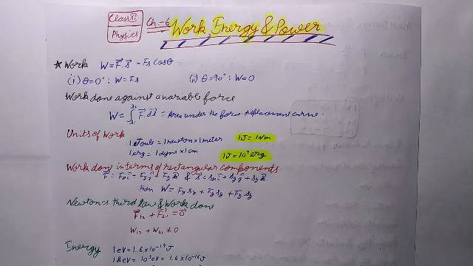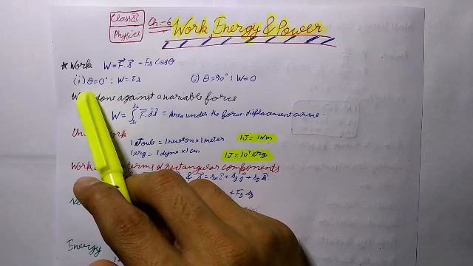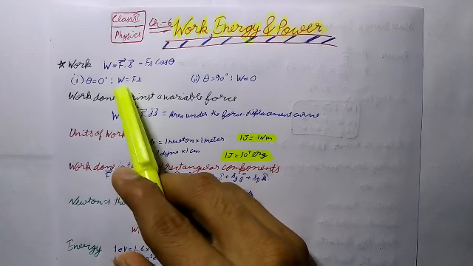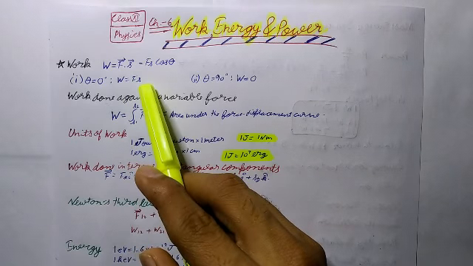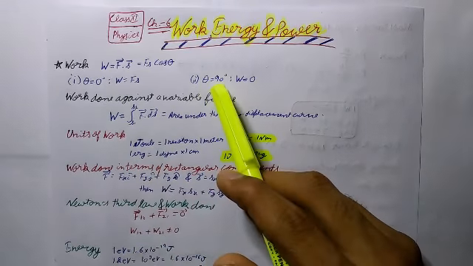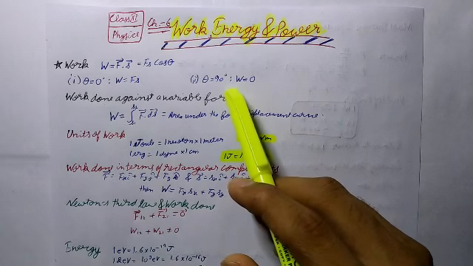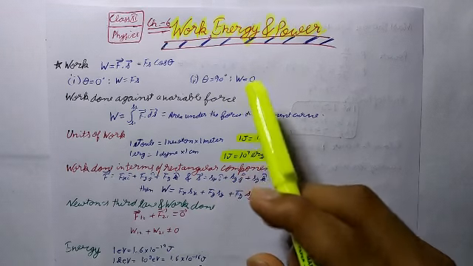Work done is a scalar quantity. Now first, if theta is equal to 0 degrees, then W will be Fs. Work done is maximum. And second case, when theta is equal to 90 degrees, then work done will be equal to 0. Work done is 0.